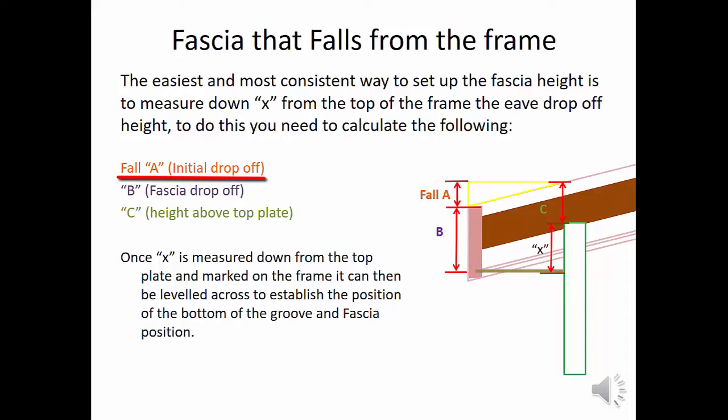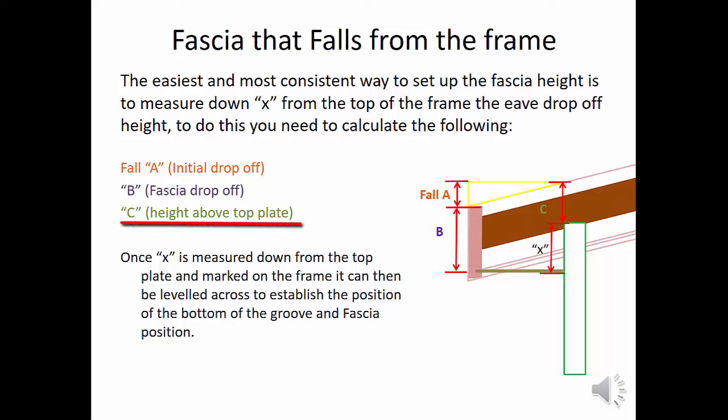Fall A is the initial drop-off. It's indicated by the yellow triangle. It is the rise of that triangle. B is the fascia drop-off. The fascia drop-off was mentioned earlier when determining the critical dimensions for the fascia. It is the dimension from the top of the fascia to the bottom of the groove in the fascia.